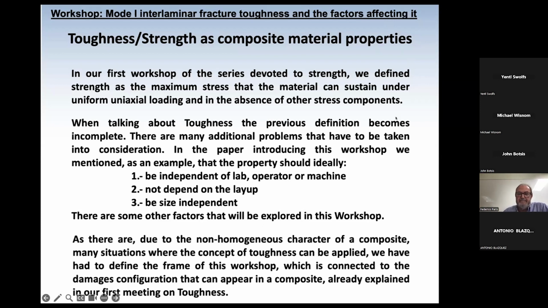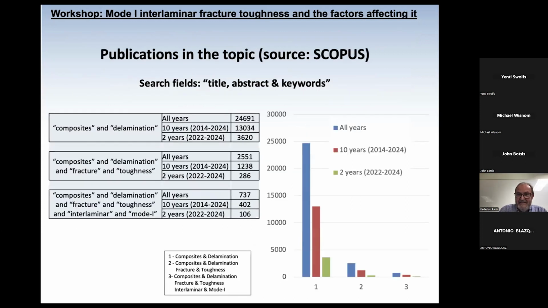Due to the non-homogeneous character of a composite, there are many situations where the concept of toughness can be applied. We had to define the frame of this workshop, which is connected to the damage configuration that can appear in a composite, already explained in our first meeting on toughness. One may think that the frame we have defined is too narrow. We have put composites, fracture toughness, mode one, interlaminar.